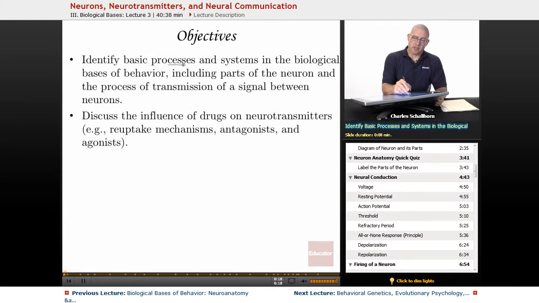Objectives: identify the basic processes and systems in all the biological bases of behavior, including the neuron and the transmission of a signal, and also taking a look at drugs on neurotransmitters and their effects, including reuptake mechanisms, antagonists, and agonists. So from the College Board catalog of this course, this is what we're going to be looking at in this segment.